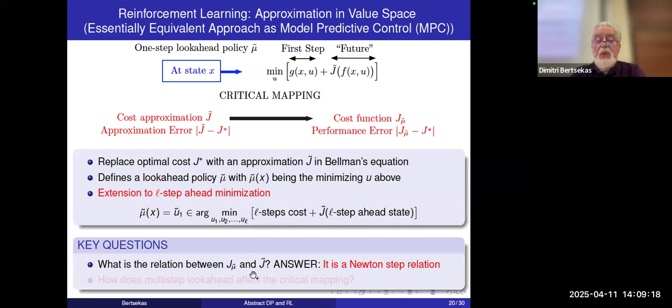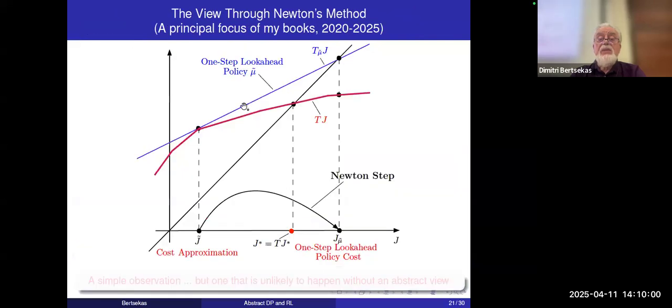So the key question is, what's the relation between J mu tilde and J tilde? And the answer for this is simple. It's a Newton step relation. J mu tilde is obtained from J tilde by means of a Newton step for solving the Bellman equation fixed point problem. A second interesting question is, do we gain something out of multi-step look-ahead? This is a more difficult minimization than this one. And how does multi-step look-ahead affect the critical mapping? And we're going to see that multi-step look-ahead helps in a particular way. So I want to explain this with a figure again.